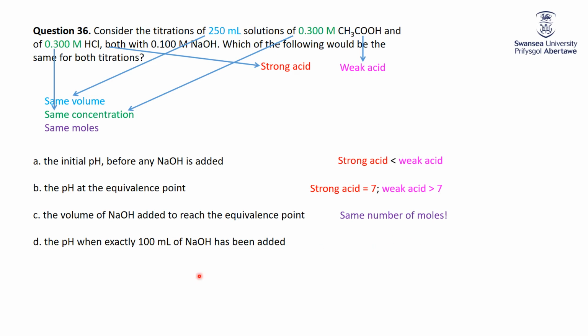So I like that. And how about the pH when exactly 100 mL of NaOH has been added? Well, you've got a strong acid, which is not going to change as quickly as the weak acid does. Therefore, the pH for the strong acid is always going to be lower than the pH for the weak acid until they've all been neutralized. And when we've added 100 mL of 0.1 molar NaOH, that's certainly not enough to neutralize 250 mL of 0.3 molar of the acids. Kind of a clever question. I hope I explained it well enough for you to understand.